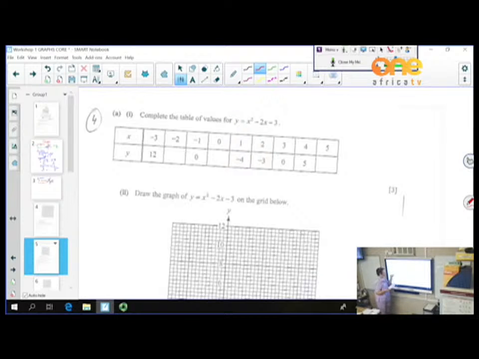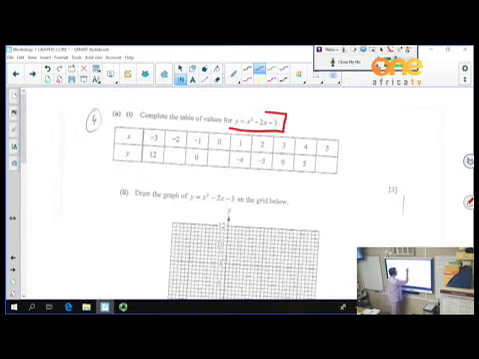Okay, now this is a very nice example then of a parabola, precisely how you are going to do it. If you look here, you can see there is my equation for a parabola. And I can immediately see my shape is going to be like that because there is a positive there. So to be able to draw your graph, you need to complete the table first. And we complete tables with substitution.